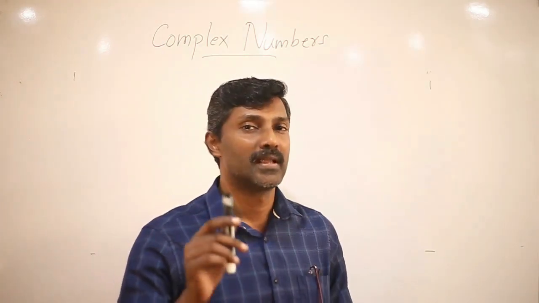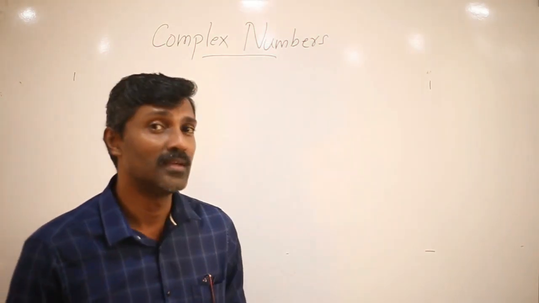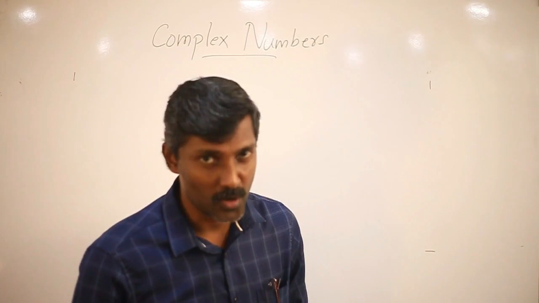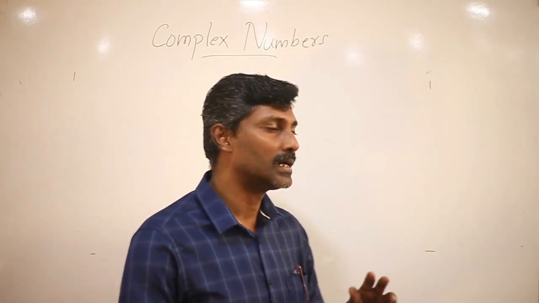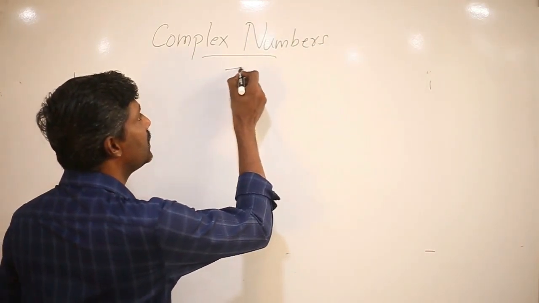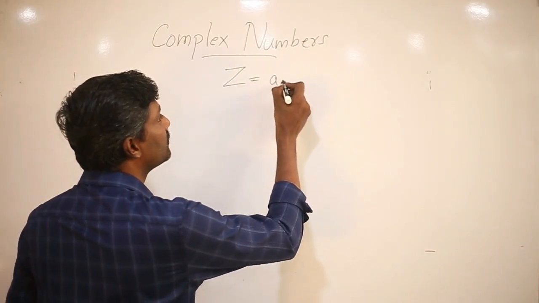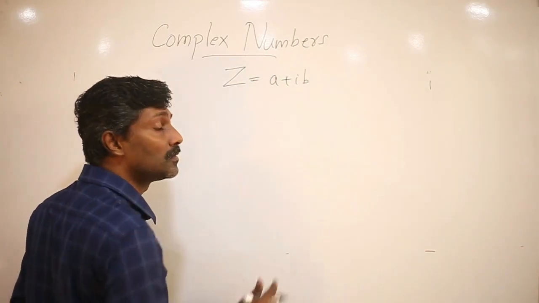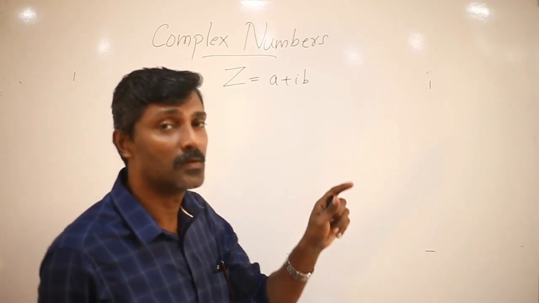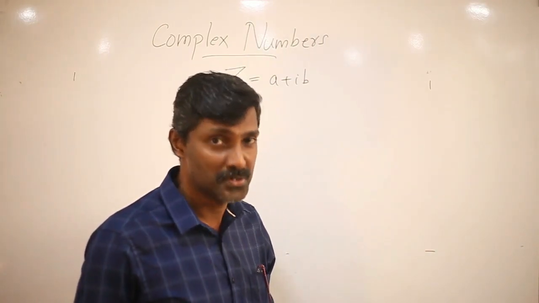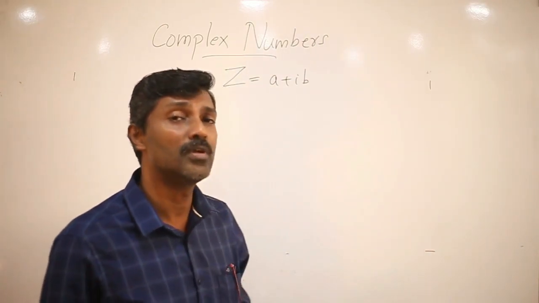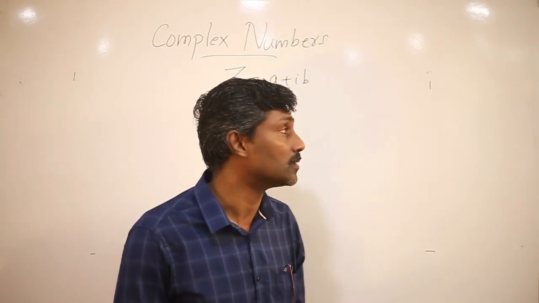Clear? So the next topic in complex numbers, we learn what is the modulus of a complex number. Okay? So we know that z equal to a plus ib is the complex number, and we also learned that z bar equal to a minus ib is the conjugate of this complex number. Now what do we mean by the modulus of this complex number?